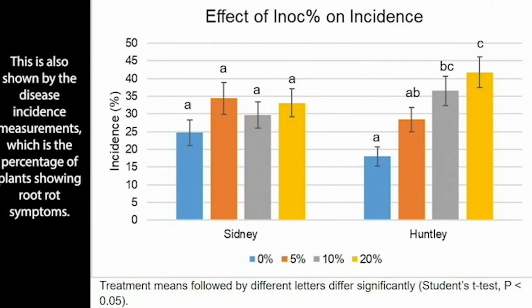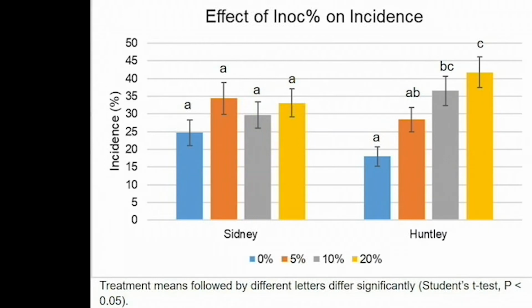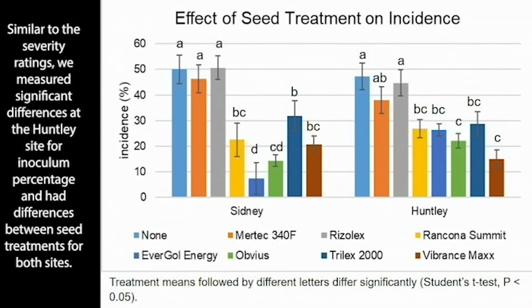This is also shown by the disease incidence measurements, which is the percentage of plants showing root rot symptoms. Similar to the severity ratings, we measured significant differences at the Huntley site for inoculant percentage and had differences between seed treatments for both sites.